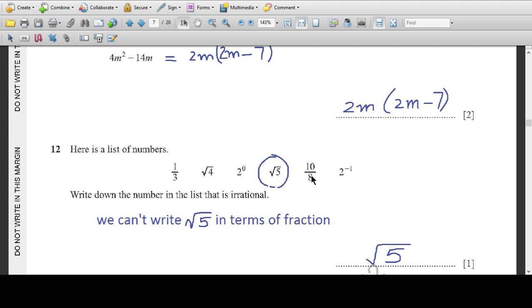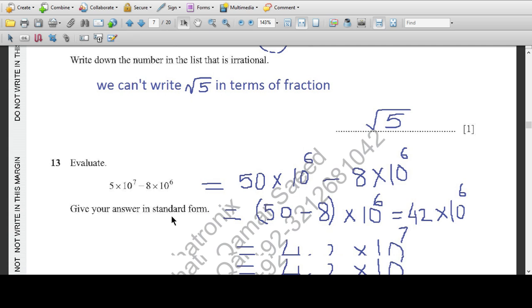So 10/8 can be written down in fraction form. 2 power minus 1 is 1/2, can also be written down in fractional form. So this under root 5 cannot be written in simple fraction terms. So this is irrational.